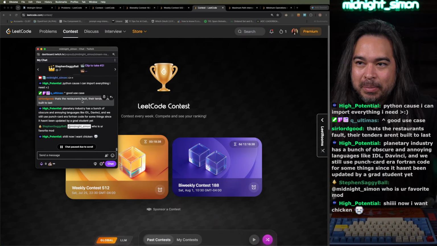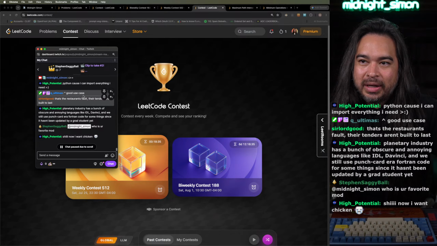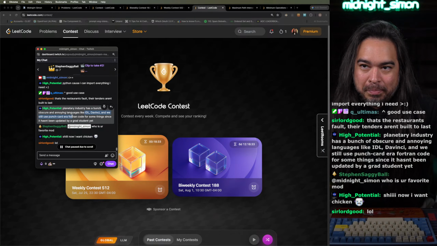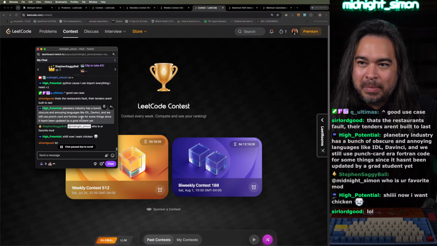Planetary Industry has a bunch of obscure and annoying languages, like a bunch of languages I never heard of. And we still use punch card era Fortran code for something since it hasn't been updated by a grad student yet. Interesting.